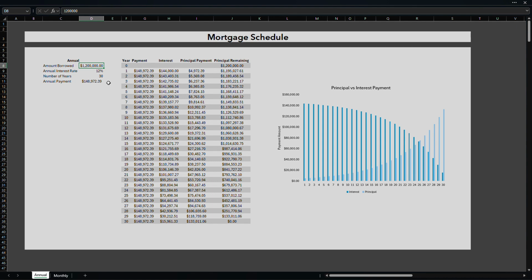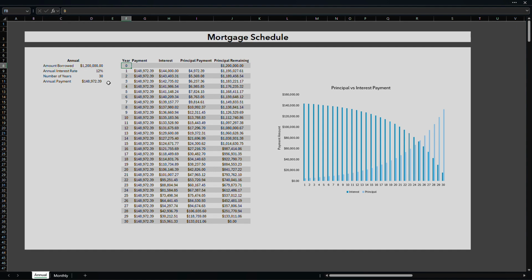There's really only four pieces of data we need, which is amount borrowed or principal, the annual interest rate, number of years or periods, and the annual slash periodic payment. Right now, we're just going to be focusing on an annual basis, although you can adjust it for months or different periods if you'd like.